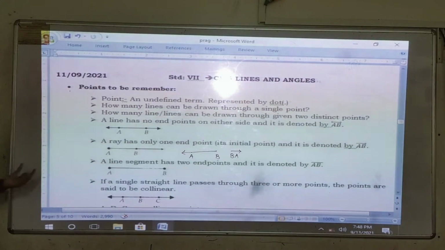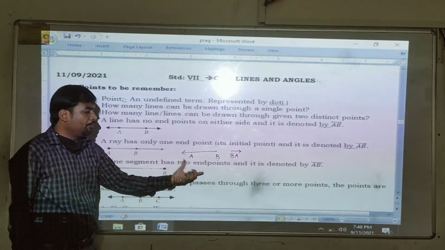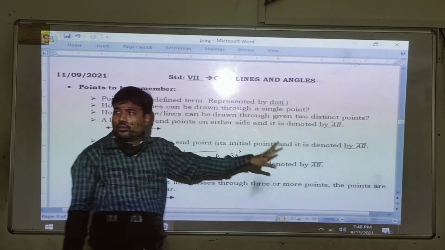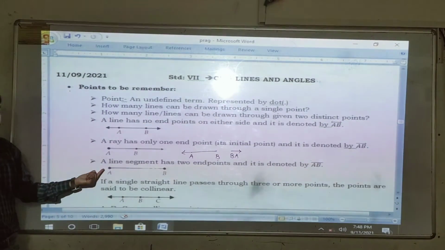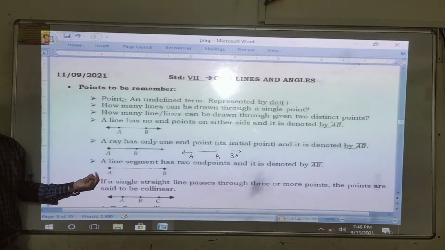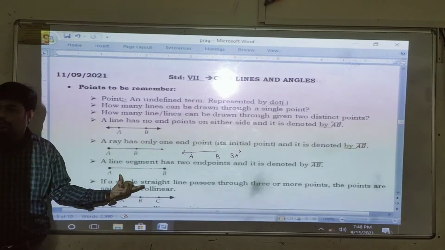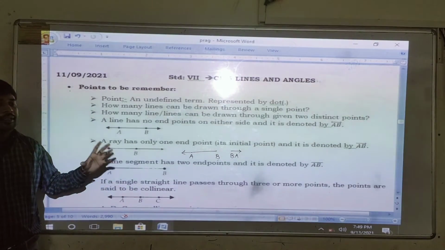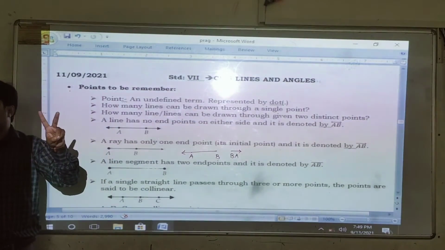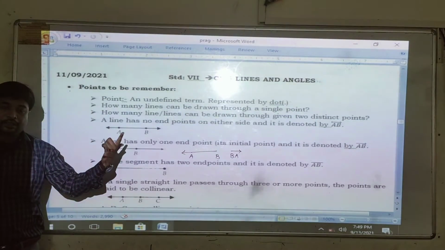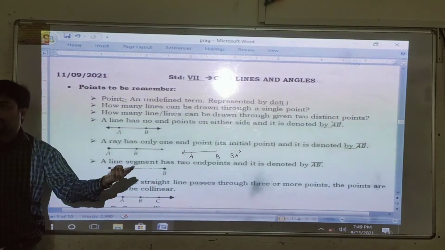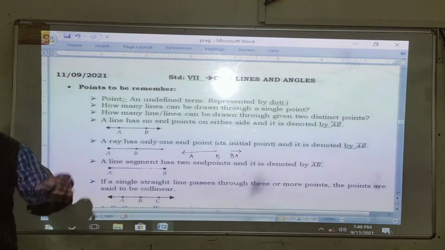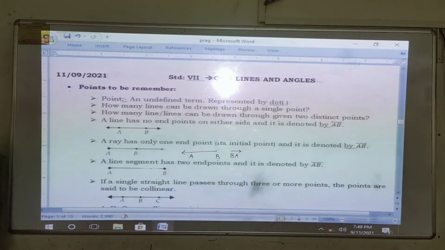Then a line segment has two endpoints and it is denoted by AB, simply with a bar on top. It can be measured. Why can it be measured? Because it has two endpoints. Do you understand what I am saying? Since there are two endpoints, we can measure it. Everything can be measured if it has two endpoints: one starting and one ending. If we have two points, initial and final, then we can measure it. If it extends on one side, it cannot be measured, and if it extends on both sides, it cannot be measured either.